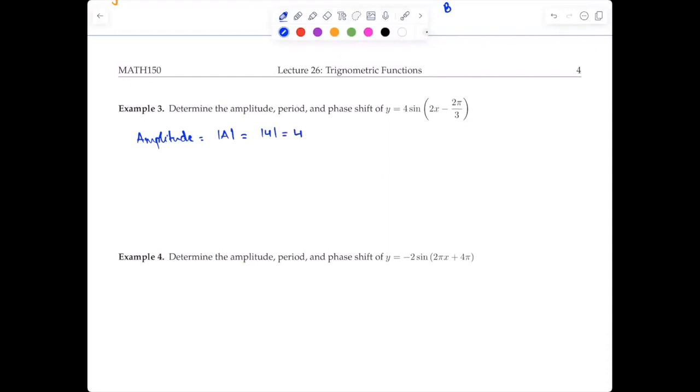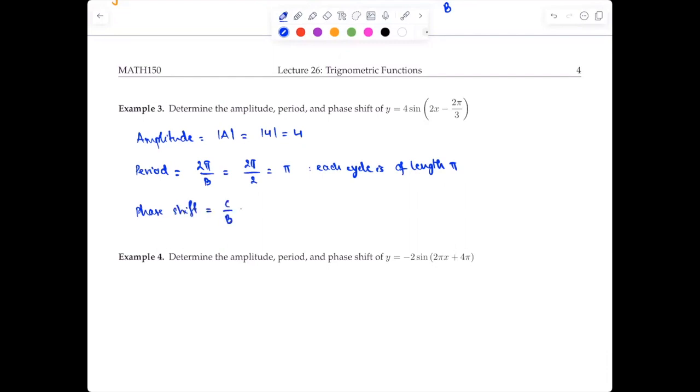I'm not going to write it down anymore, but I want to mention that the highest point of the graph of the function is positive 4, and the smallest value that the function can get to is negative 4. The period is calculated as 2 pi over b. For b equal to 2, the period is equal to pi. That means that each cycle is of length pi.